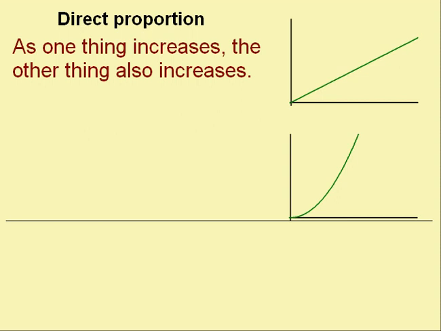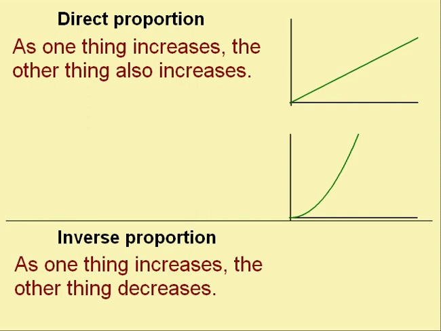For example, some people's pay is in direct proportion to the number of hours they work. As they work more hours, their pay increases. If two quantities are inversely proportional to one another, then as one thing increases, the other thing decreases. A typical graph would look like this. A typical example would be thinking about moving away from a light source. As the distance from the light source increases, then the brightness of the light seen decreases.